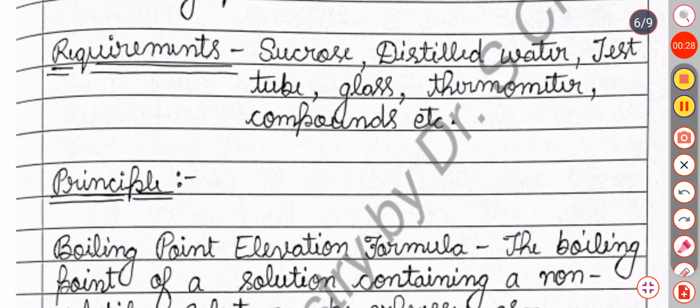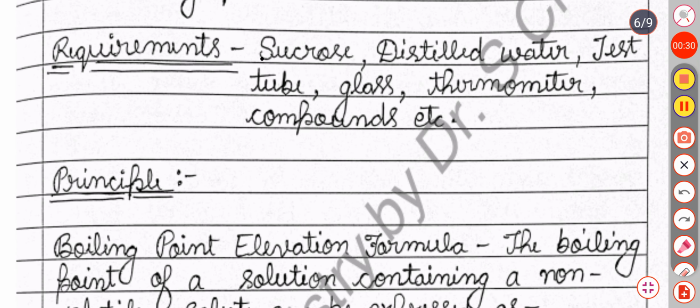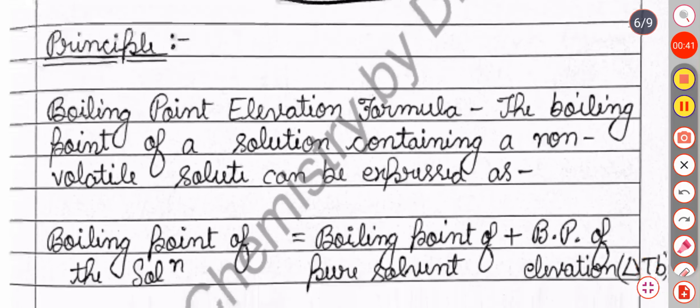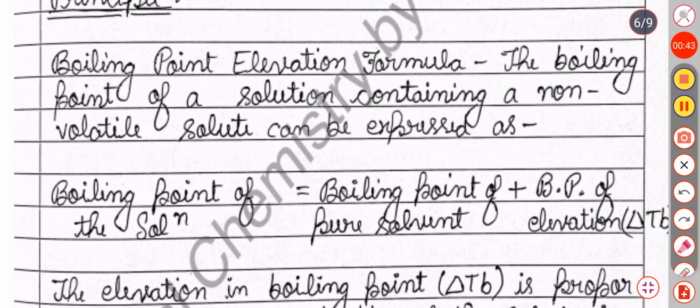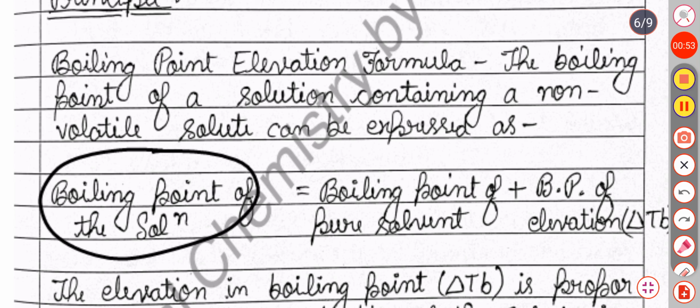So requirements in this experiment are sucrose, distilled water, test tube, glass, thermometer, compounds, etc. In this principle, boiling point elevation formula, the boiling point of a solution containing a non-volatile solute can be expressed as boiling point of the solution is equal to boiling point of the pure solvent plus boiling point elevation, जिसको हम डेल टी बी से रिप्रेजेंट करते हैं.